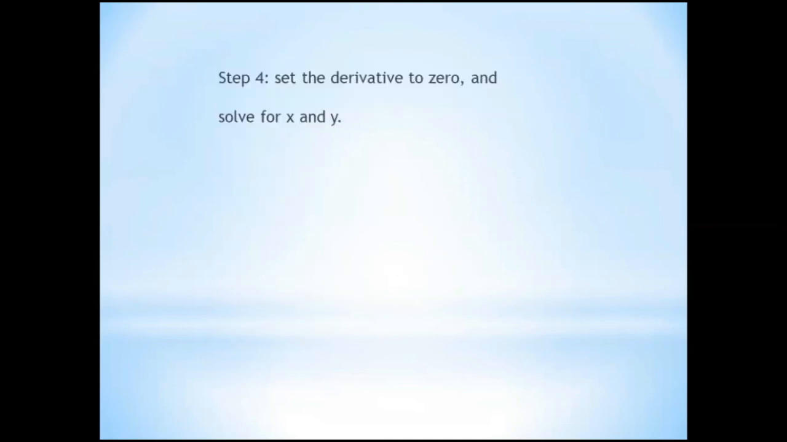Step 4. Set the derivative to 0 and solve for x and y. 0 = 4x - 10. 4x = 10. x = 5/2. y = 5 - x. y = 5 - 5/2. And then y = 5/2.